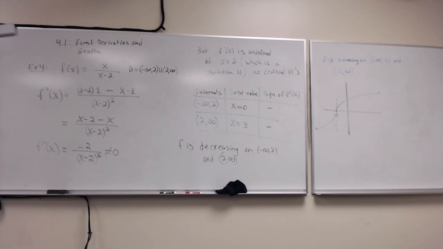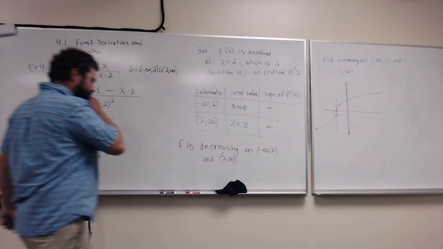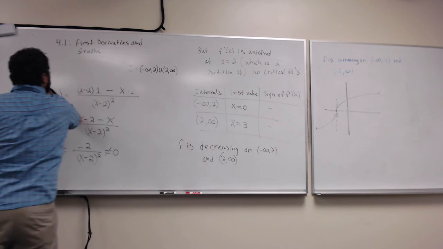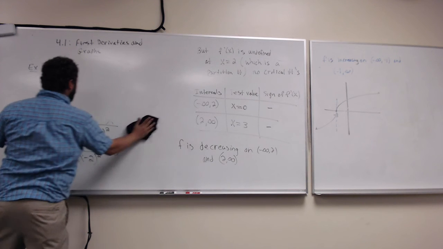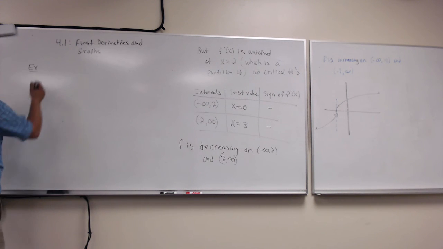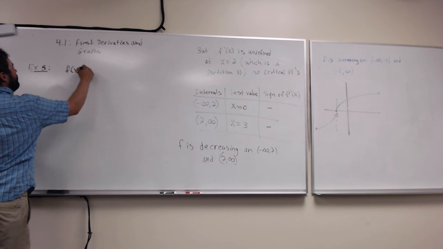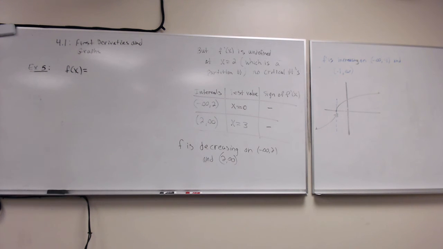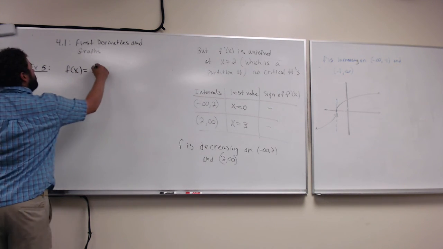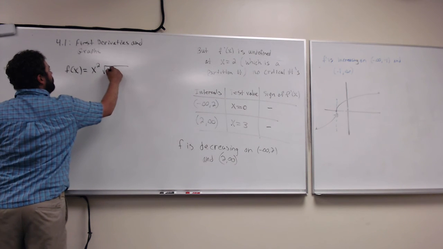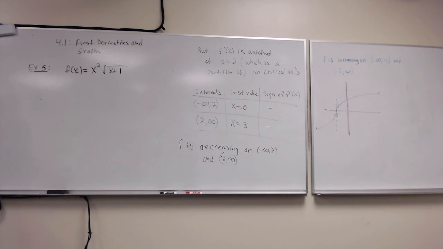Let's try this one, see what happens. So example 5, we'll do one more of these. I don't really want to start a new topic. So example 5, let's say f of x equals x squared times the square root of x plus 1. So same question, you know, partition and critical numbers, and then we want intervals of increase and decrease.